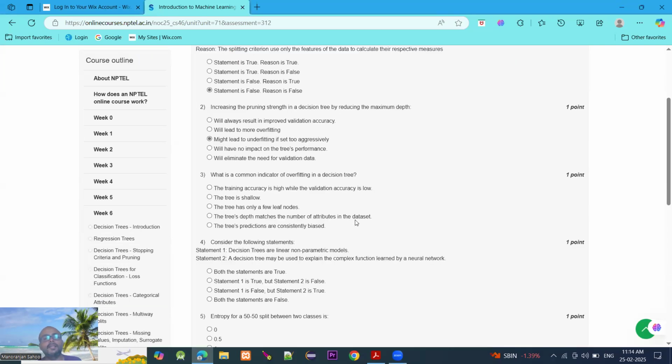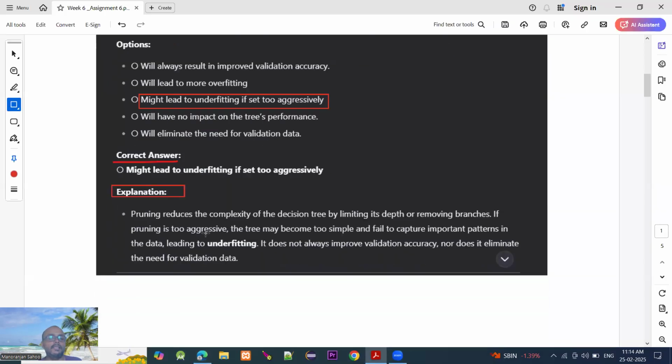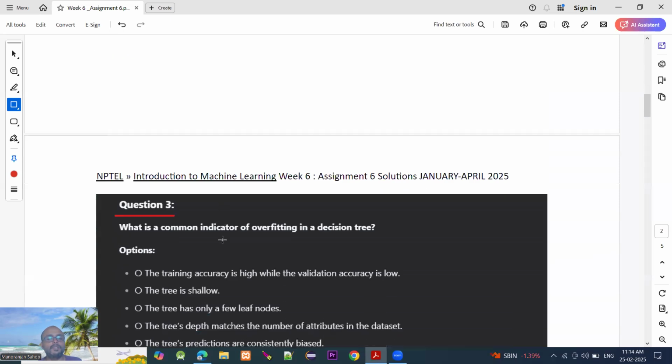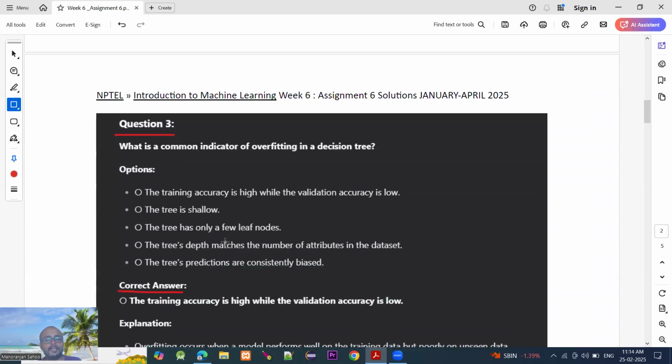What is the common indicator of overfitting in a decision tree? The common indicator is that the training accuracy is high while the validation accuracy is low. Overfitting means the training accuracy is high while the validation accuracy is low. You can see question number 3: the training accuracy is high while the validation accuracy is low. This one, option A, is the right answer.